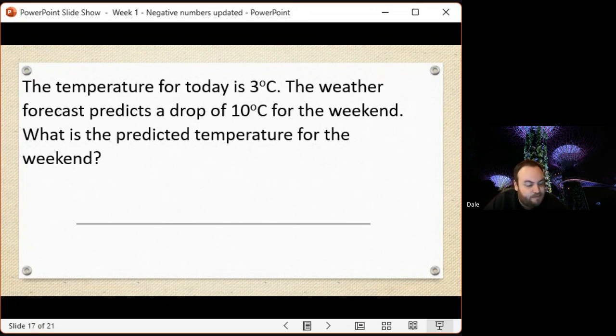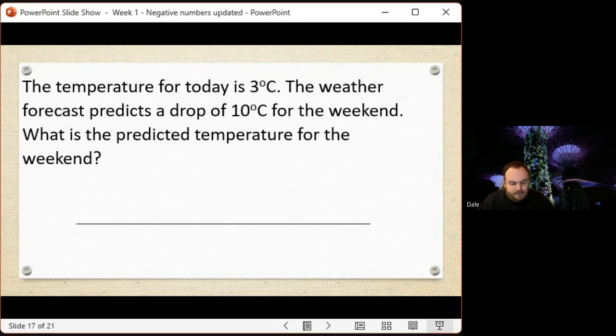The first one says, the temperature for today is 3 degrees. I did say chat. Some people are shouting out, and they haven't been asked to shout out. They've been asked to type into the chat. Let's start again. The temperature for today is 3 degrees. The weather forecast predicts a drop of 10 degrees this weekend. What's the predicted temperature for the weekend? You can put it in the chat for me. The first person to put in the chat the predicted temperature for this weekend.